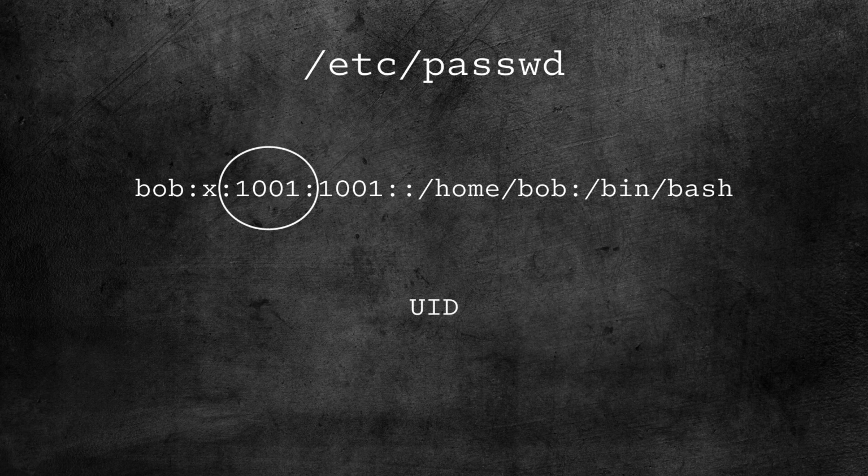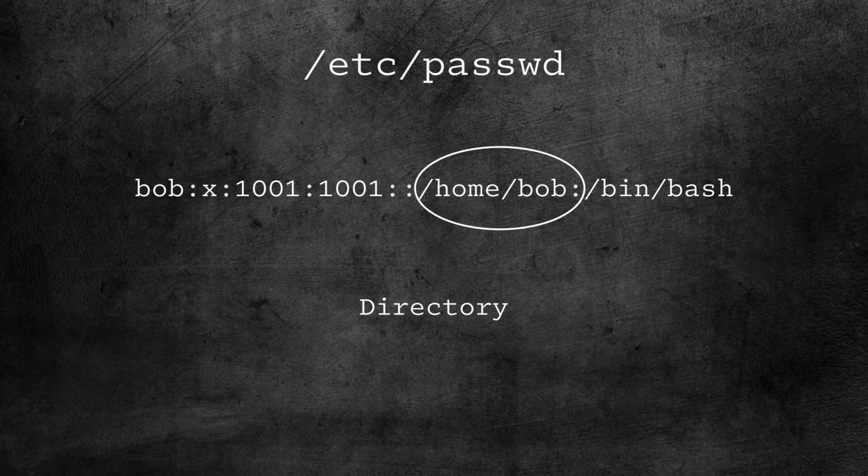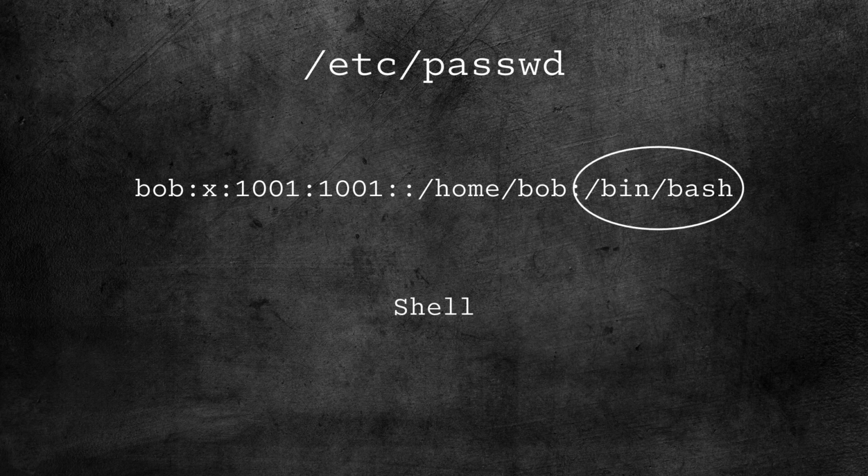UID is the user's ID. GID is the group ID of the user's primary group. Comment is the comment field used for storing information about the user. Directory is the path to the user's home directory. Shell is the user's login shell.